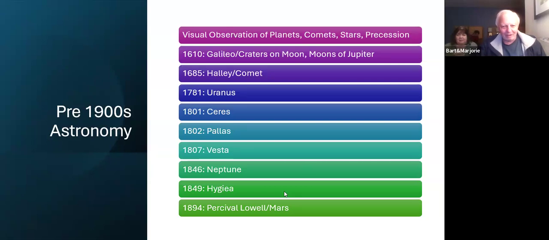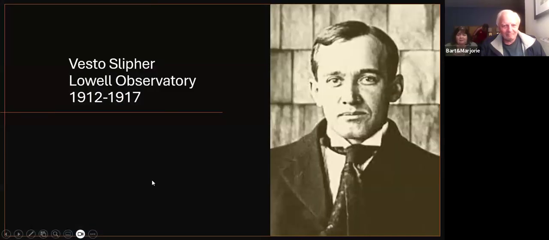And so now let's look ahead. And we're going to go through them one at a time. Here's this guy, Vesto Slifer. He should get an award for this name. I can't imagine what his parents were thinking when they named him this. But he succeeded Lowell at his observatory, and he did all these measurements going right into World War I of the little blotches of stars that turned out to be galaxies.